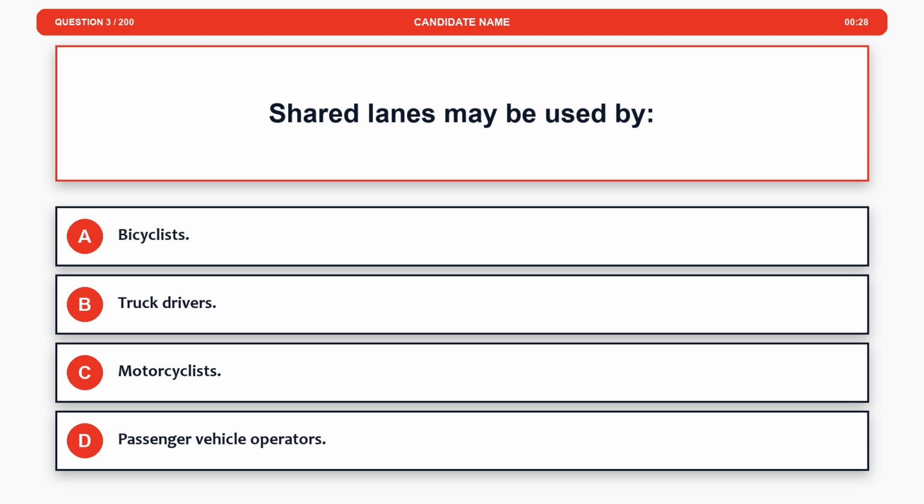Question 3. Shared lanes may be used by Option A. Bicyclists. Option B. Truck drivers. Option C. Motorcyclists. Option D. Passenger vehicle operators.